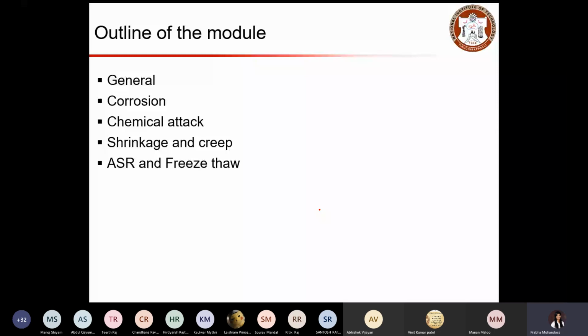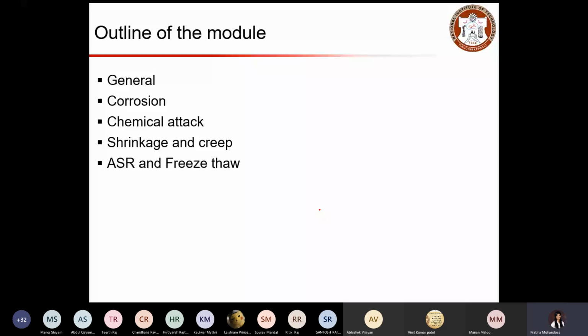So if your reinforcement is exposed to water or oxygen, which are essential for corrosion, and chlorides and carbon dioxide, that will also lead to corrosion and accelerate it. The corrosion due to chloride is called chloride induced corrosion, and corrosion due to carbon dioxide is called carbon induced corrosion.